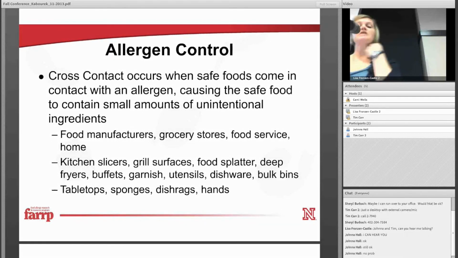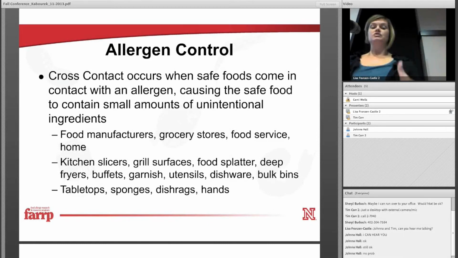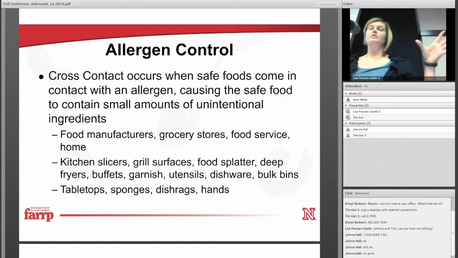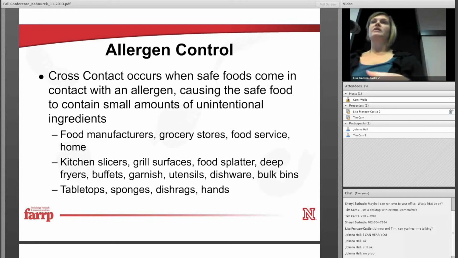We have to talk about cross-contact. Cross-contact occurs when a safe food comes in contact with an allergen, causing that safe food to contain small amounts of the allergenic ingredient. So cross-contact can occur anywhere. It can happen on a large scale in food manufacturing plants. It can happen at grocery stores. We don't recommend the milk allergic child go have the deli ham sliced at Hy-Vee because they slice their cheese on the same slicer. And then also in food service restaurants, I worked at Applebee's while I was in college.